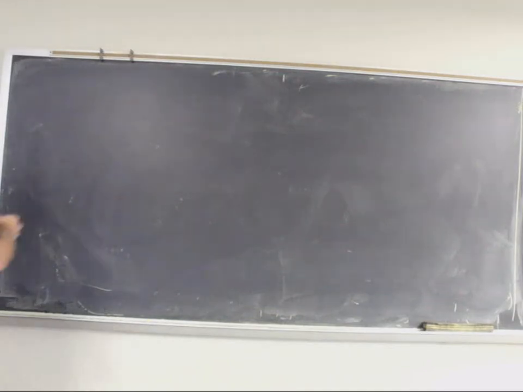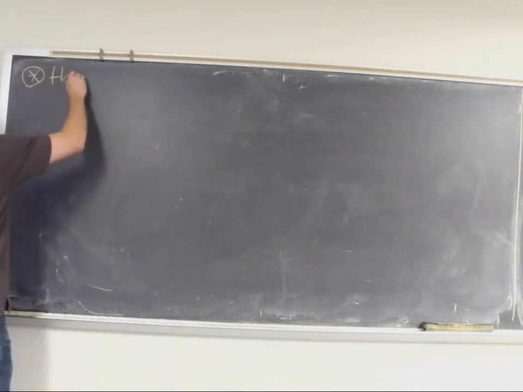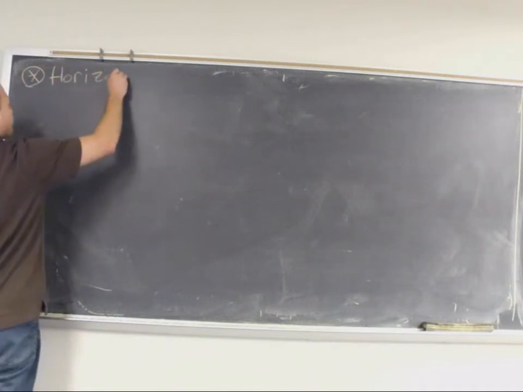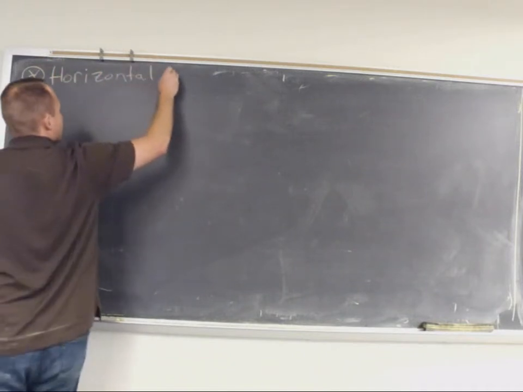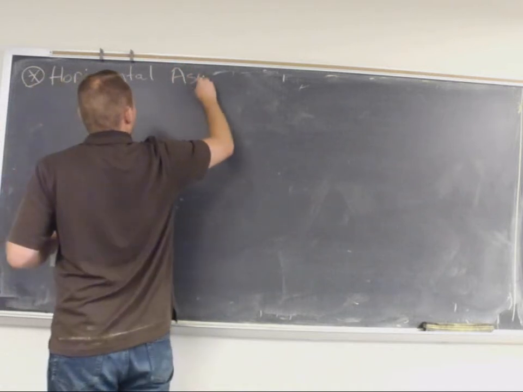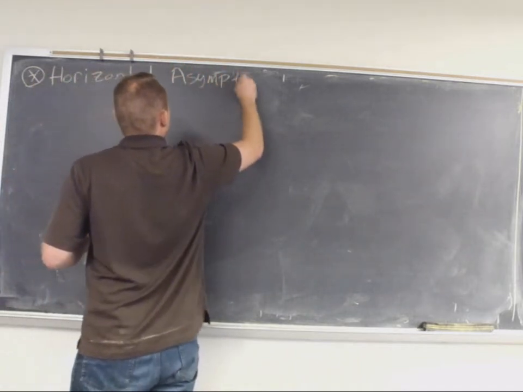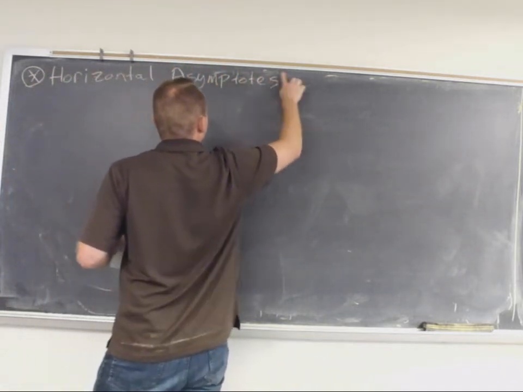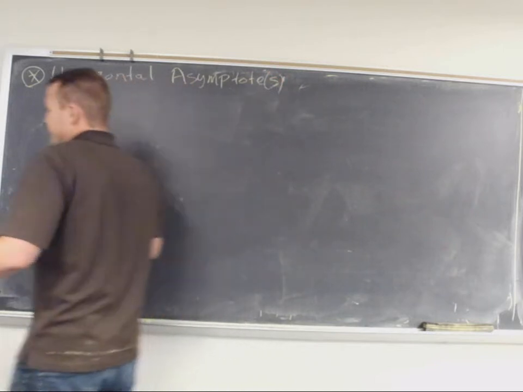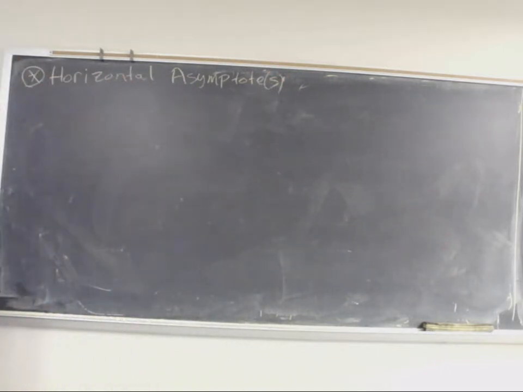Horizontal asymptotes. That is what we're going to look at now. Horizontal asymptotes. And it can be plural.